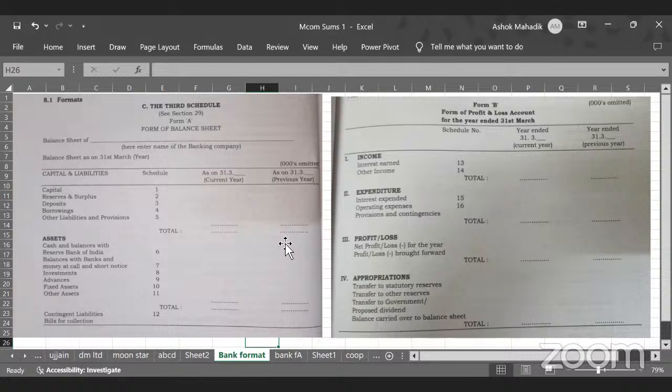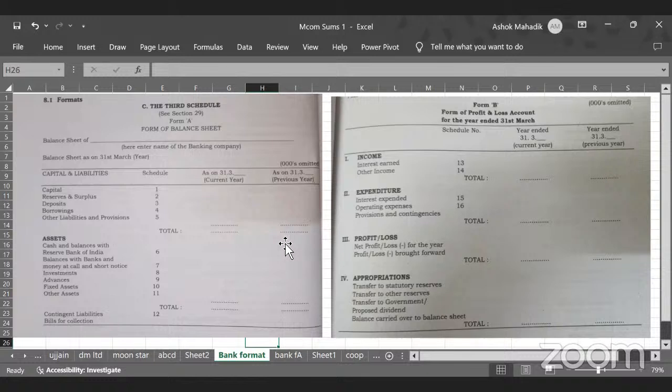In the previous lecture, we had started with banking company's final accounts, and I had explained the format as well as schedules. So we'll just revise the format and schedule, and then we'll go ahead with the sum. Before you start with any sum, you should learn by heart all the schedule numbers. I'll just give a recap of the schedule numbers.